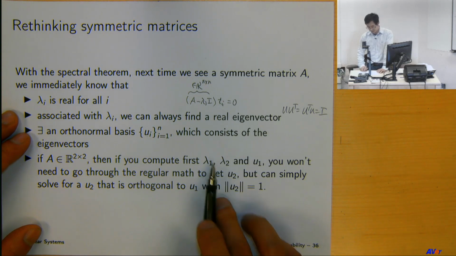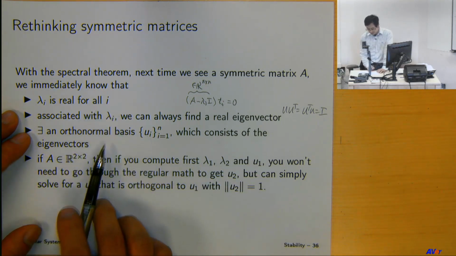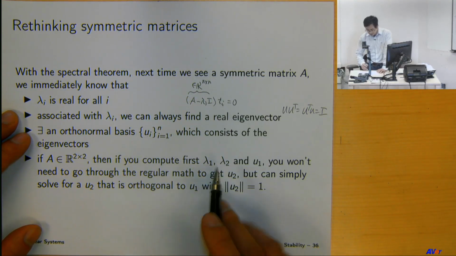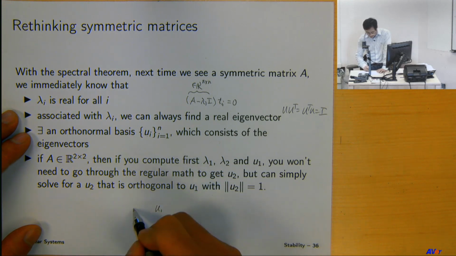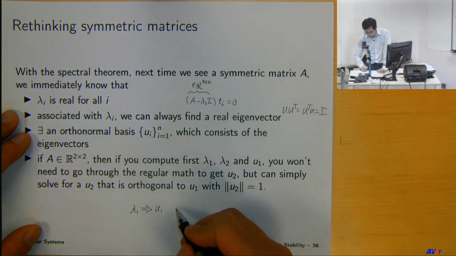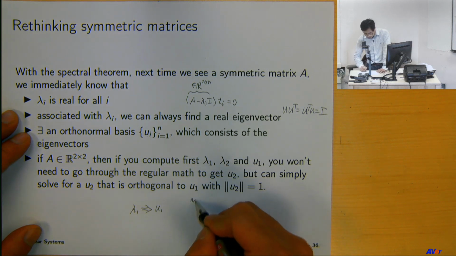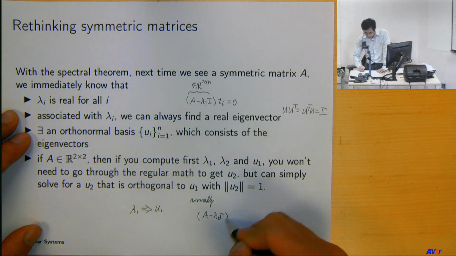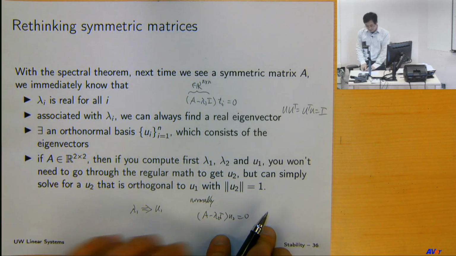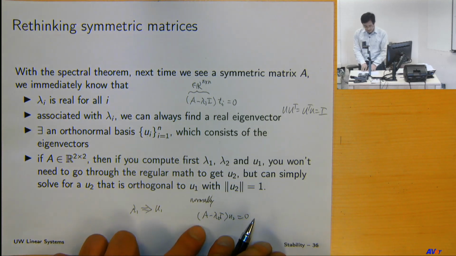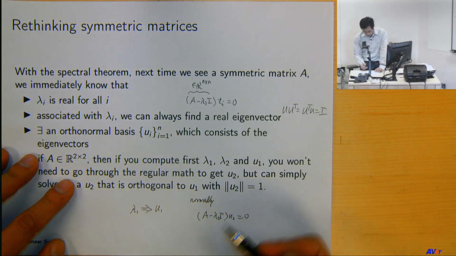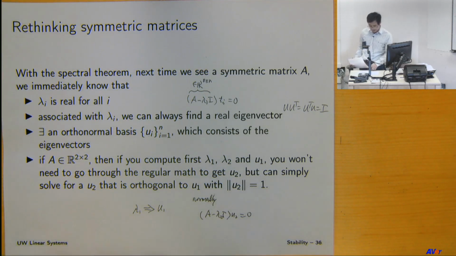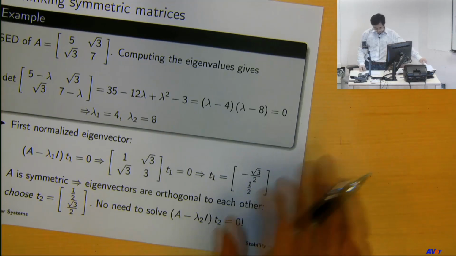Now, because the eigenvectors are orthogonal to each other, once you get u1 out of lambda 1, then when you compute u2, normally when you compute the eigenvector, you have to do A minus lambda 2I times u2 equal to 0 to get the second eigenvector. You don't have to do this if A is symmetric. So that's the key. And I will show that with one example. You can compute u2 very quickly after you get u1. And the example is here.